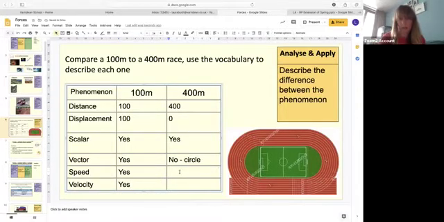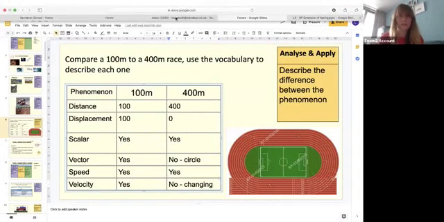With my 400 meters, do I have a speed? Yes, it will probably be much slower than the 100 meters. But do I have velocity? No, it is constantly changing because my direction is changing. So the velocity is constantly changing as I go around these bends here.